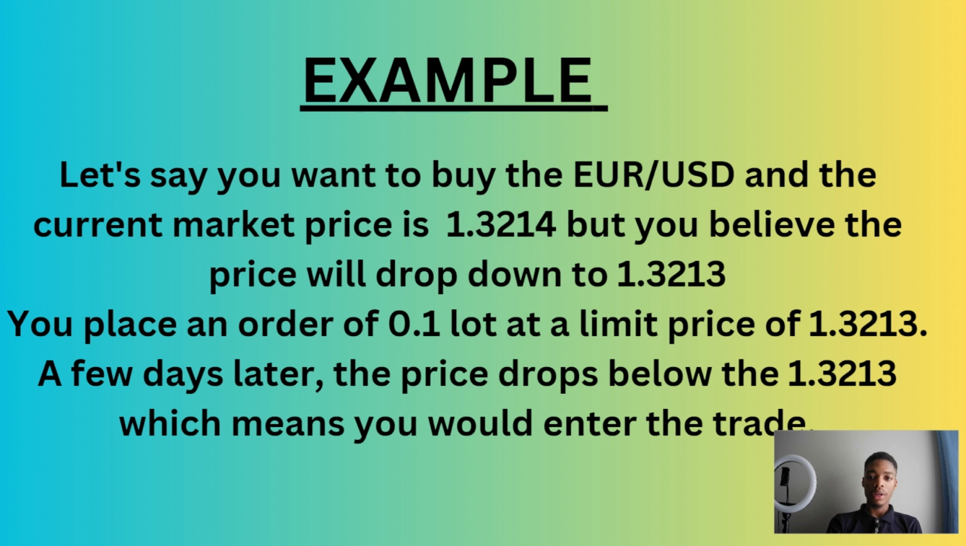So here's an example. Let's say you want to buy the Euro USD and the current market price is 1.3214, but you believe the price will drop down to 1.3213. So you place an order of 0.1 lot at a limit price of 1.3213. A few days later, the price drops below 1.3213, which means you would enter the trade. What this example tells us about the buy limit is that if price drops to a specific price, I would automatically enter the trade for a buy. Automatically I would be in a buy for the Euro USD once price drops to the 1.3213 level.